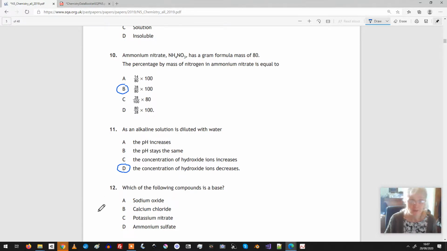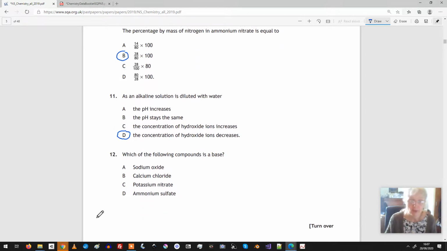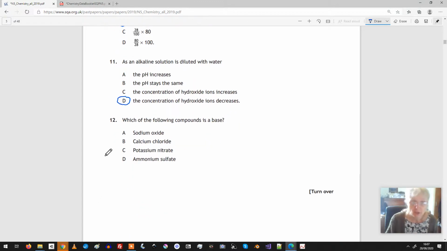Question 12. Which of the following compounds is a base? Well, if you get a metal oxide, especially an alkali metal oxide, it's going to be alkali. So you're looking for a metal oxide, such as that one, sodium oxide. So sodium oxide is a base.